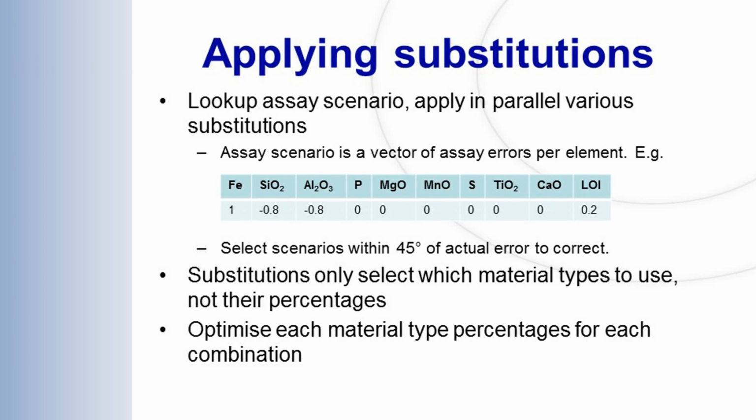In the algorithm, we associate each of these rules with a material type to add and a material type to remove. We only change the subset of material types that are selected in the composition. We don't directly exchange, say, 5% of this shale for 5% of quartz or something like that. We run an optimisation method to optimise for the actual percentage values.